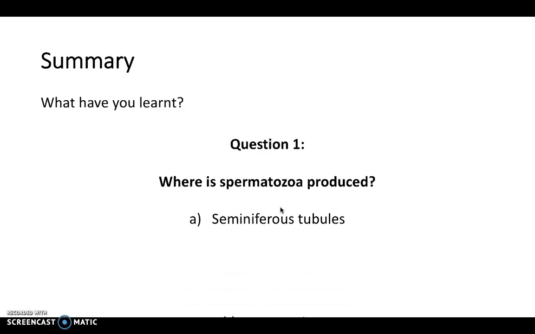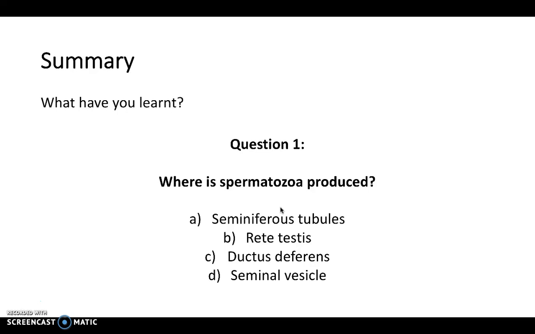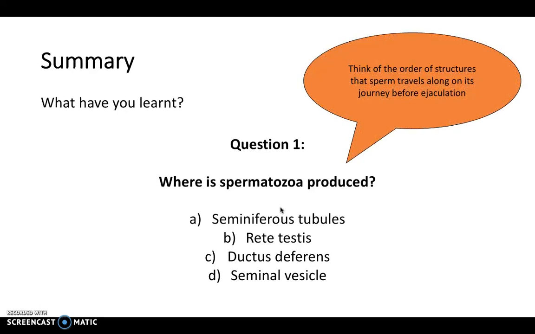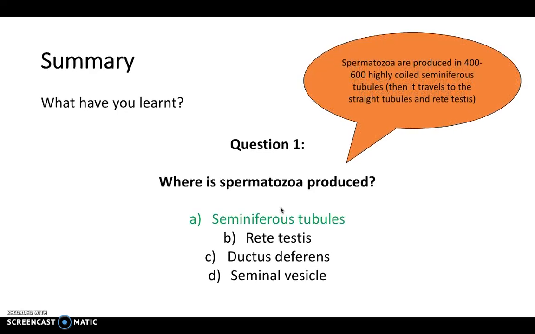So to summarise, let's have a few more practice questions. A few of these were from the start of video 1 to see what you've learned, and then after there's 2 harder questions. So whereabouts is spermatozoa produced? The answer to this one is the seminiferous tubules, and this is where spermatozoa is produced in the 400 to 600 highly coiled tubules, and then after that it travels to the straight tubules and rete testes.